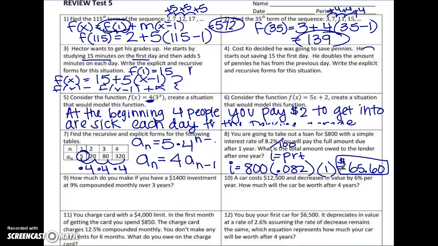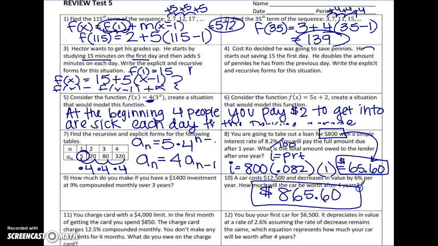The question says, what's the total amount owed to the lender? Therefore, we have to pay the $800 and the $65.60. So the actual answer to this question is $865.60. That is how much you would owe to the lender.